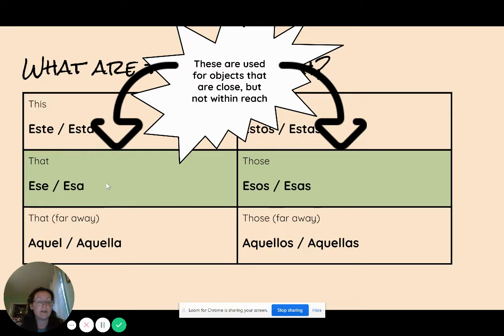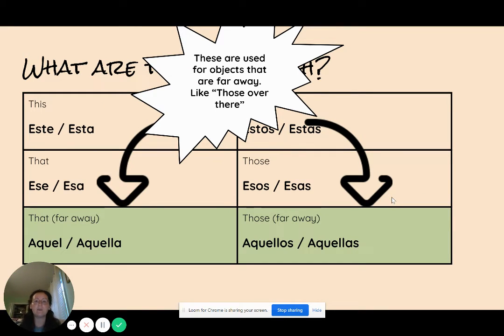And then our third category technically has the same translation as these. You notice they're the same words, but in parentheses it says far away. So these are going to be used for objects that are far away, that are way over there. And I'll always specify when we're doing written activities whether it's far away or over there. That way you don't get ese and aquel mixed up.